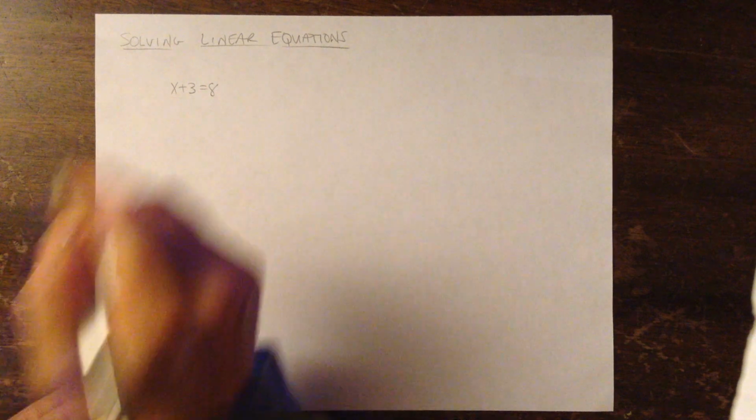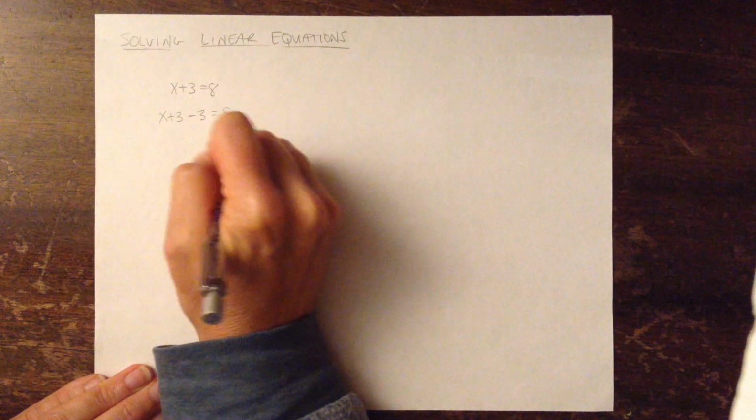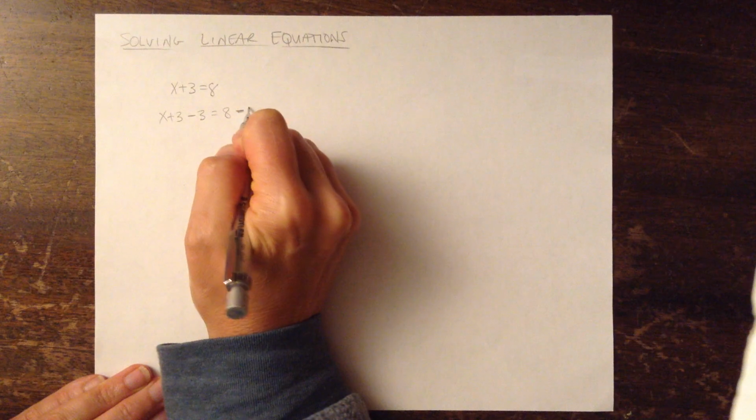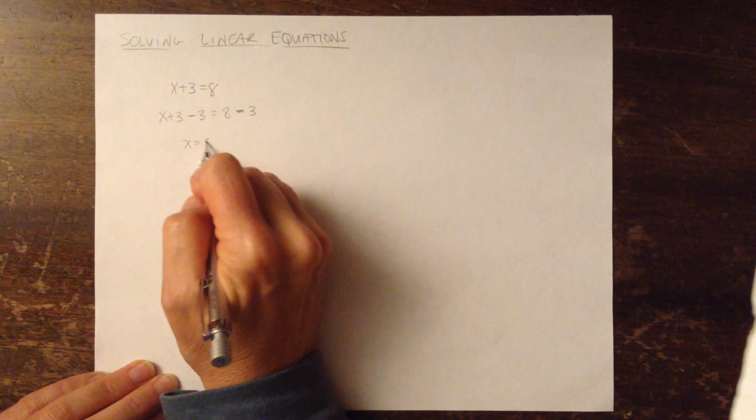So I want to get rid of that plus 3. I undo a plus 3 by subtracting 3. So I'm going to take the left-hand side of that equation, there it is, the left-hand side, and I'm going to subtract 3, which means I have to do the exact same thing to the right-hand side of the equation. So x plus 3 minus 3 is just x, and 8 minus 3 is just 5.